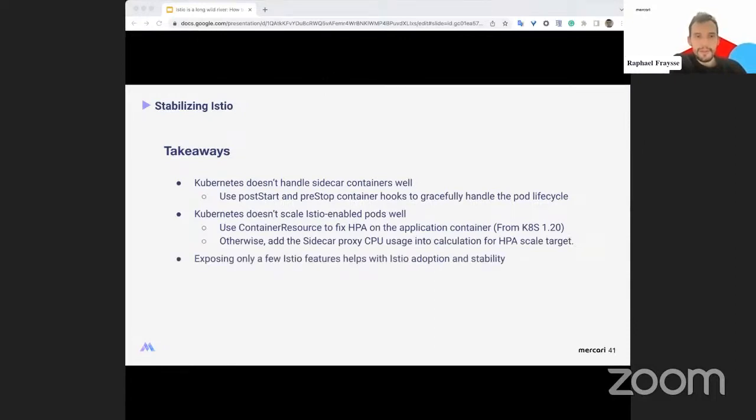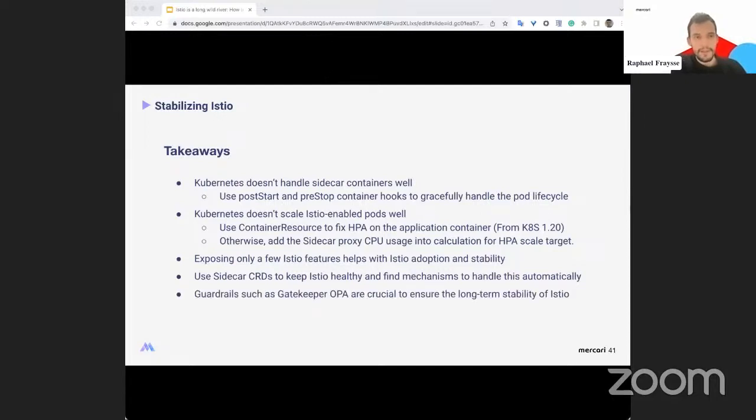Then we need to only start exposing a few Istio features to help us with the stability adoption, using the sidecar CRDs to keep Istio healthy and finding mechanisms to handle it automatically. It's very important. And finally, the guardrails are crucial to ensure the long-term stability of Istio. So that's it for the first section.